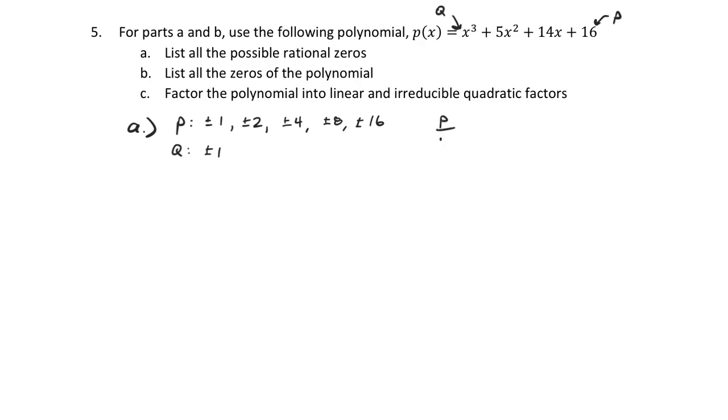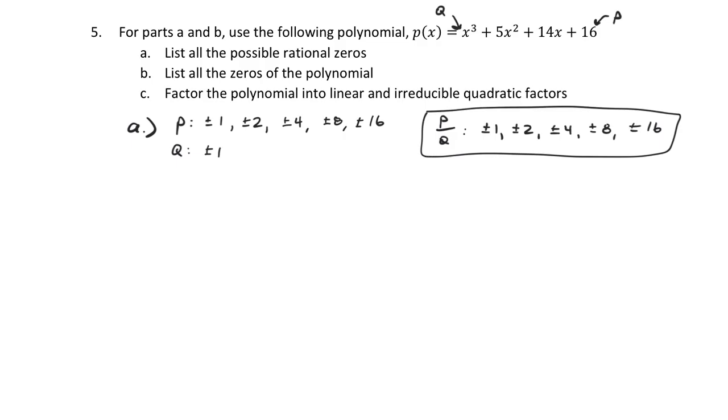So if we combine those two lists into p divided by q, all the values of p divided by q is just plus or minus 1, plus or minus 2, plus or minus 4, plus or minus 8. So those are the possible rational zeros. Now for part B, we need to find all the zeros of the polynomial. So these are the list of possible zeros. So we're going to start with this using synthetic division.